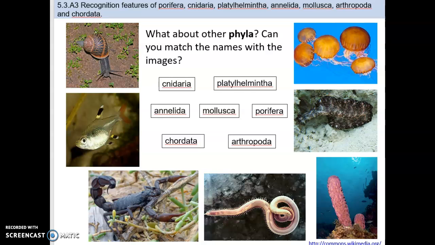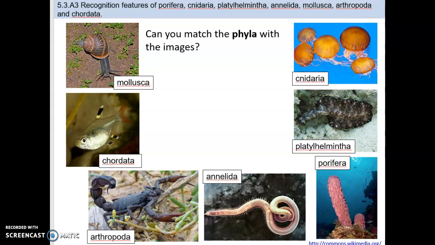So if we try to identify these, you'd have your mollusks over here, your arthropods, your annelids, which is generally your worms, your cnidarians, and then you've got your Porifera and your Platyhelminthes. And you need to know the structures of these. So again, but not as much detail as your animals with backbones.